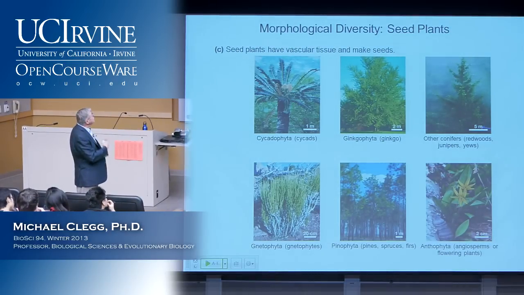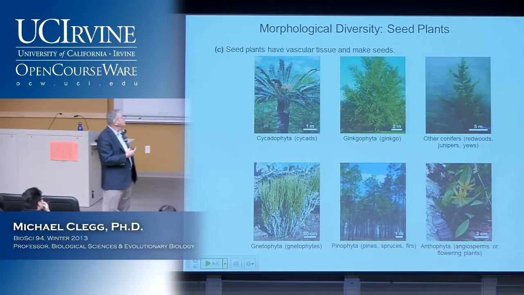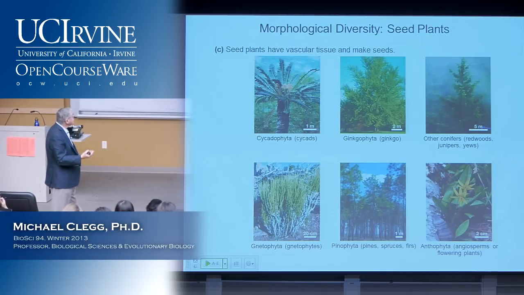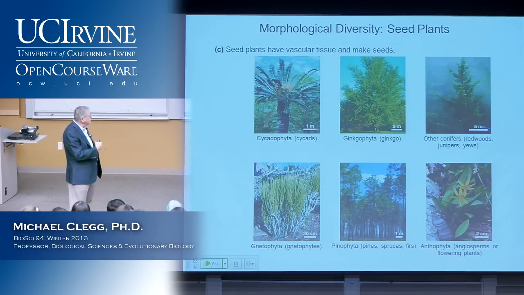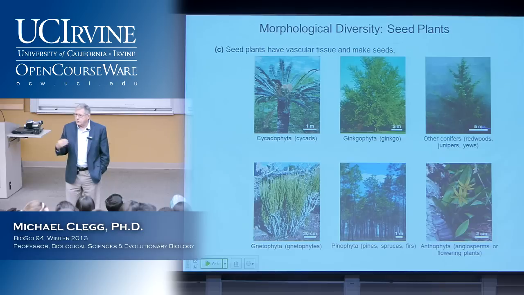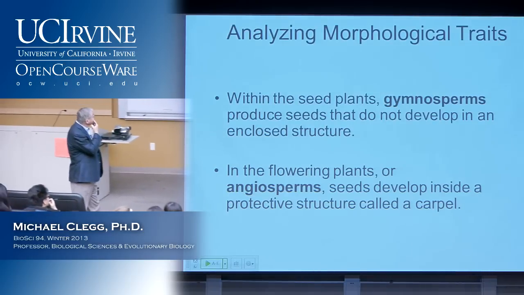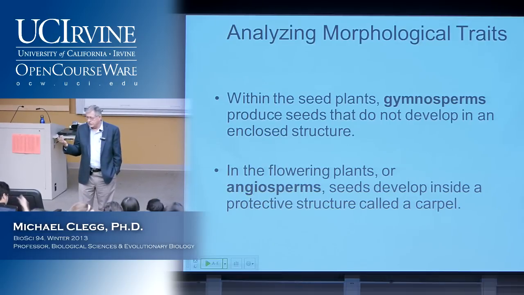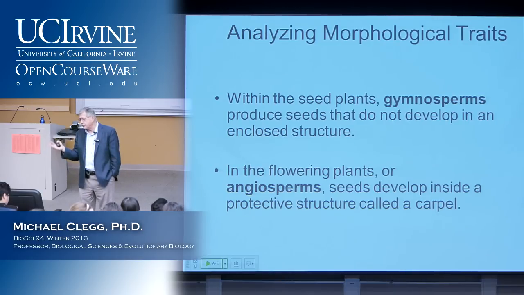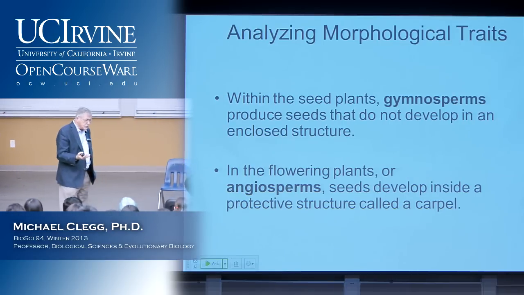So here's some examples of seed plants. The cycads, ginkgo, redwoods, and junipers and yews, neophytes, pines, spruces, and firs, and finally, the flowering plants, the angiosperms. The flowering plants are really important today, and we'll see more as we go along. So within seed plants, there are 2 big groups, two phyla that we're concerned with. The gymnosperms, and they include all of the conifers that you're familiar with walking through the forests and so forth, and the flowering plants, or angiosperms.